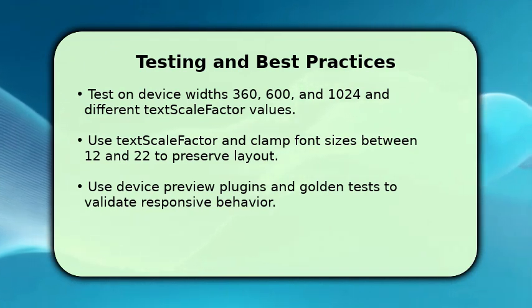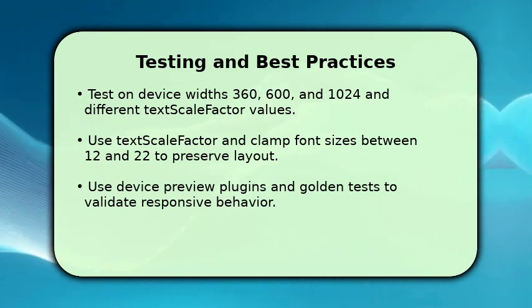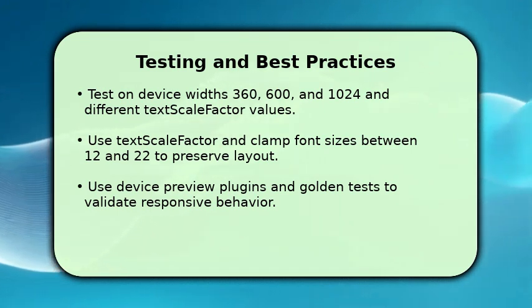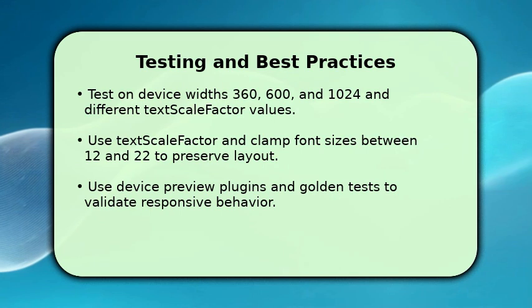Verify UI with different text scale factor values and accessibility settings enabled. Clamp font sizes between 12 and 22 to prevent overflow and preserve readability. Use device preview plugins or emulator configurations to simulate various screens and pixel densities.